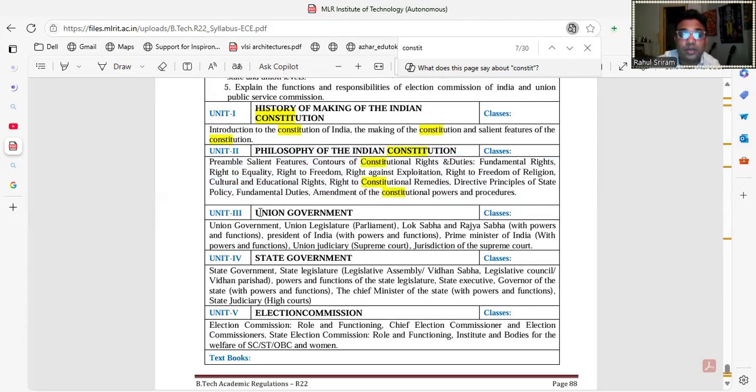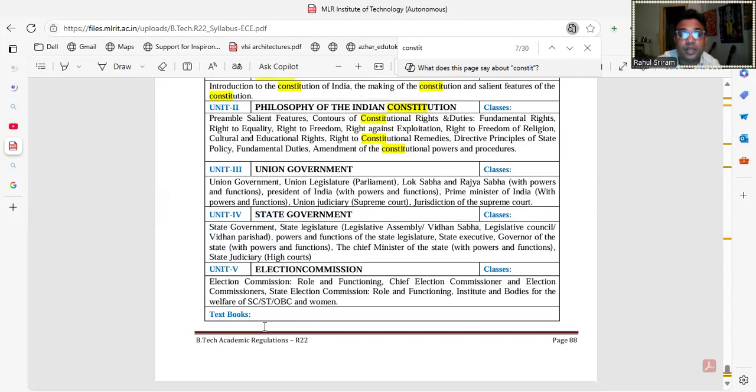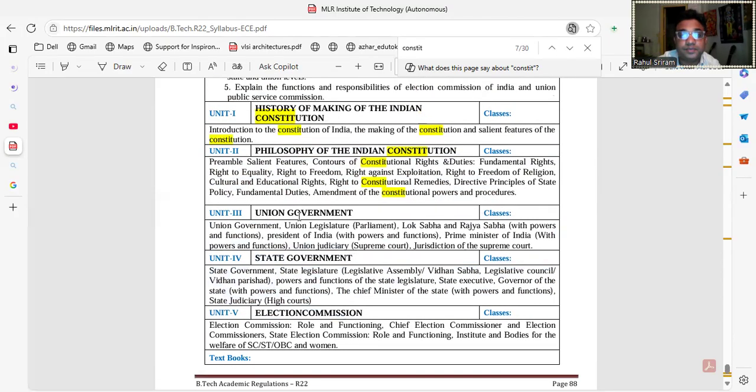Union government, state government, Election Commission. The union government has a legislature, that is nothing but Parliament, Lok Sabha and Rajya Sabha, with powers and functions. Then the President of India with powers and functions, the Prime Minister of India with powers and functions, and the Union Judiciary, the Supreme Court.